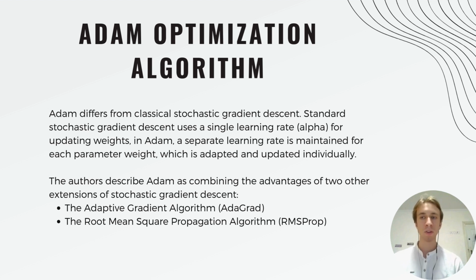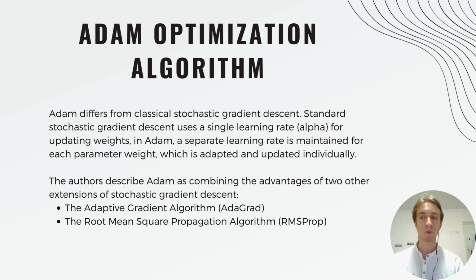It uses the history of previous gradients to adaptively adjust the learning rate for each parameter, helping to overcome the limitations of SGD. ADAM was presented by Diederik Kingma from OpenAI and Jimmy Ba from the University of Toronto in their paper titled ADAM, a Method for Stochastic Optimization.